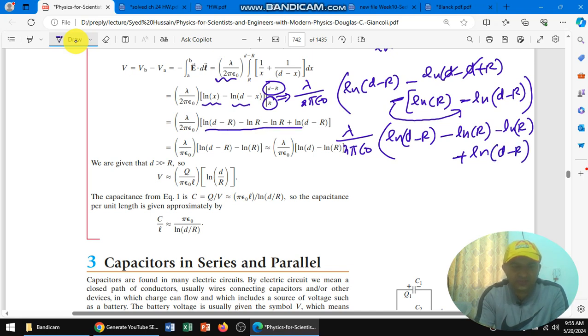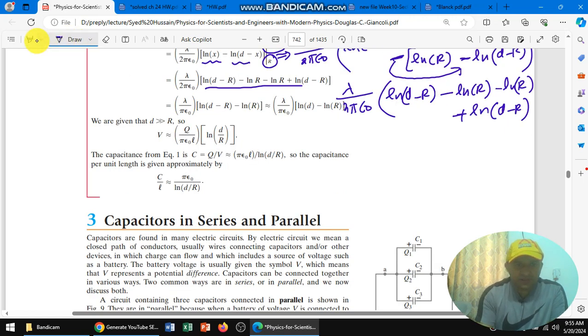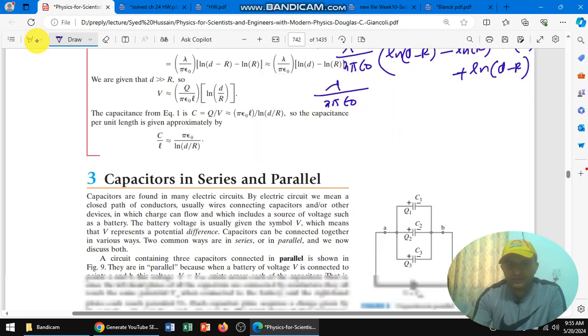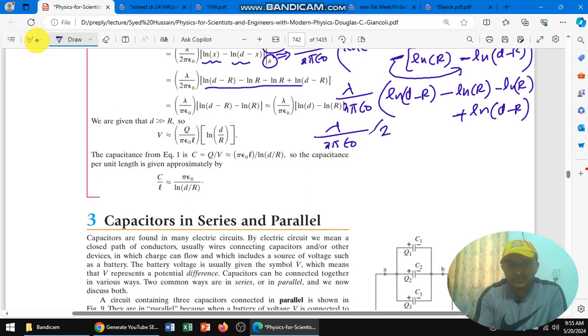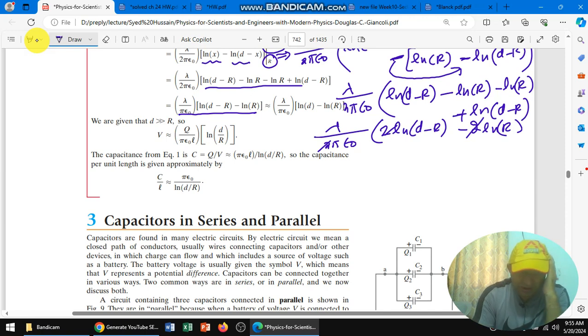So this is what is written here, all the things. Okay, now we solve and we get log of d minus r. So the log of r terms will be added. So we have log of d minus r minus log of r minus log of r plus log of d minus r. These two terms will be added. So when they are added, we have 2 pi epsilon naught, so we add 2 log of d minus r minus 2 log of r, and these twos will be cancelled. So we are left with lambda over pi epsilon naught log of d minus r minus log of r. And now further we solve and we get log of d minus r.